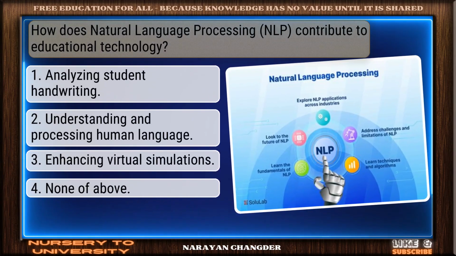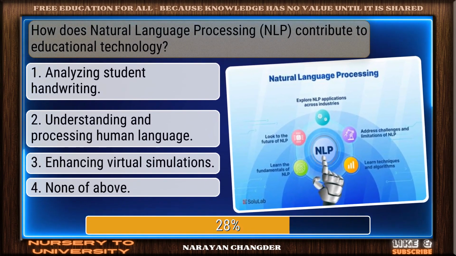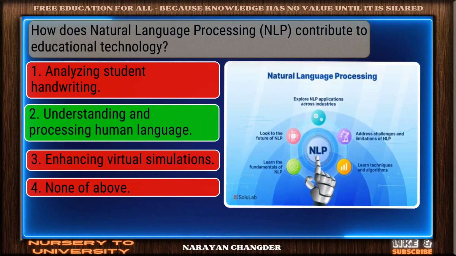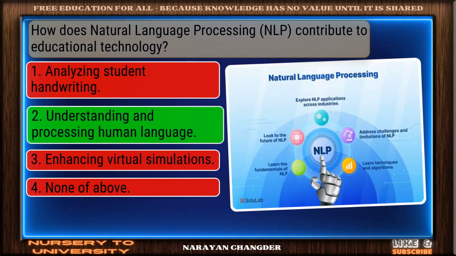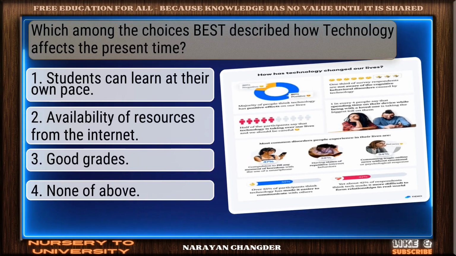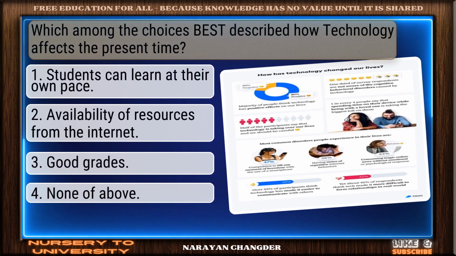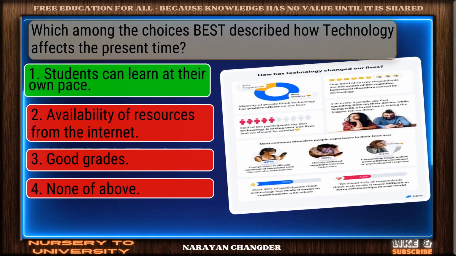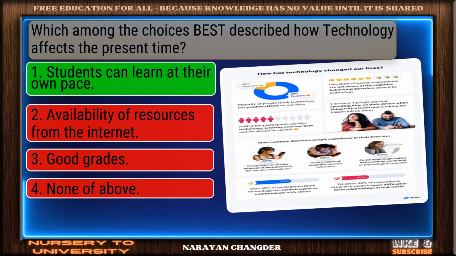How does natural language processing contribute to educational technology? You chose understanding and processing human language, and it is correct. Which among the choices best described how technology affects the present time? Right choice. Students can learn at their own pace is the best answer.